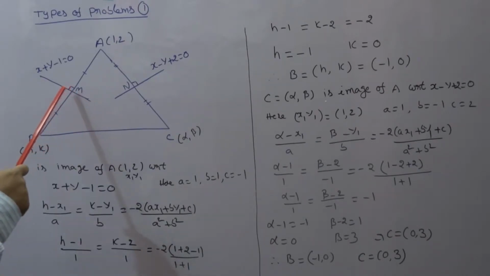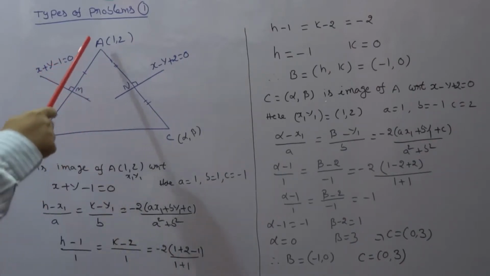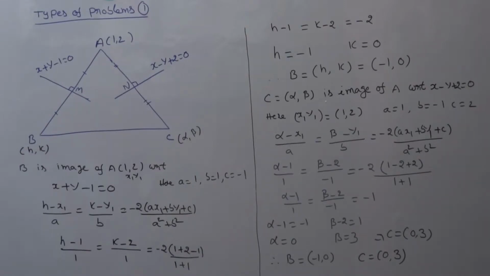See that here x + y - 1 = 0 is the perpendicular bisector of the side AB. Hence M is the midpoint of AB, and AB is perpendicular to the line x + y - 1 = 0. Therefore B is the image of A with respect to the straight line x + y - 1 = 0. Now let point A (1, 2) be (x1, y1) and B be (h, k).